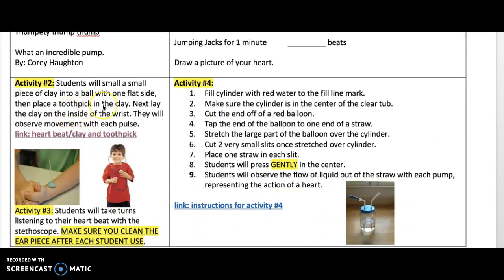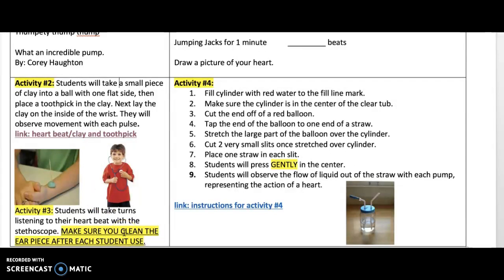Second activity, students will take a small piece of clay, make it into a ball, and then flatten one side of it. Then place a toothpick in the clay. Next, lay the clay on the inside of the wrist. They will observe movement with each pulse. Here's a link that shows you how to do it, what it's supposed to look like, and here's a picture, just in case you need that.